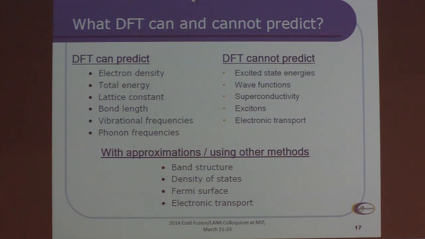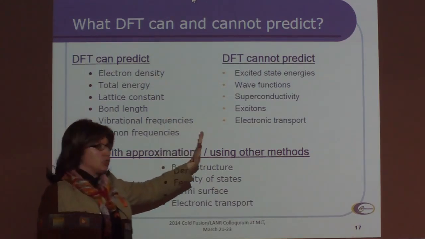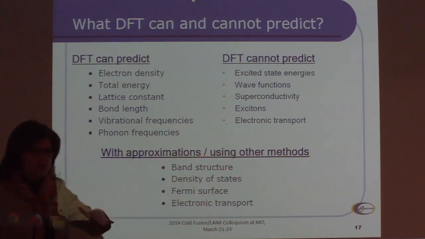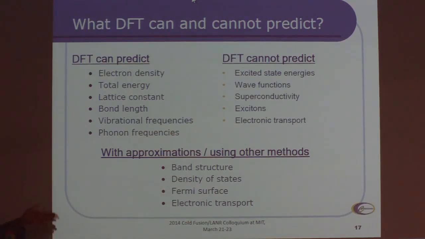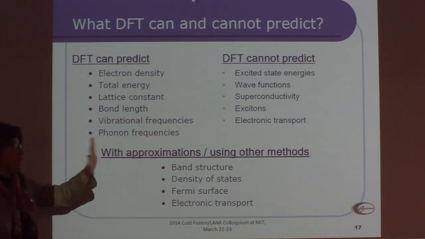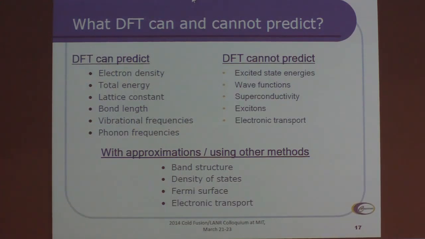Very critical question, what DFT can and cannot predict. So let's start with what it can predict. The electron density, obviously, because it solves for the electron density. Total energy, ground state energy, lattice constant, bond length, vibrational phonon frequency, absorption energies. What it cannot do, since we're solving for the ground state, it cannot really predict excited state energies. It doesn't solve for the wave functions. We can't do the electronic transport.